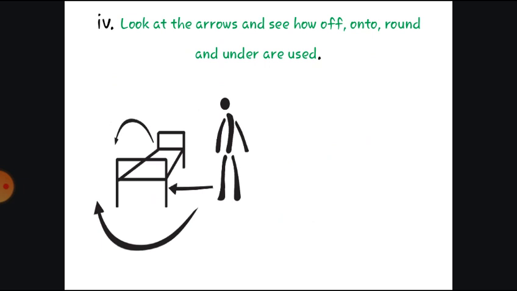Even another picture you can see here, and here it is said, look at the arrows and see how off, onto, round and under as prepositions are used. So we are now talking about these prepositions, dear students.